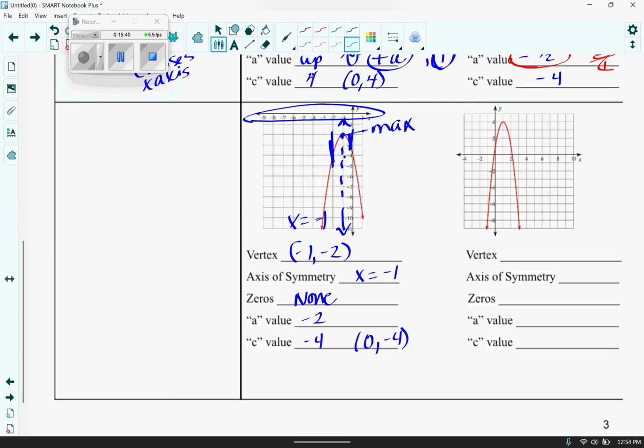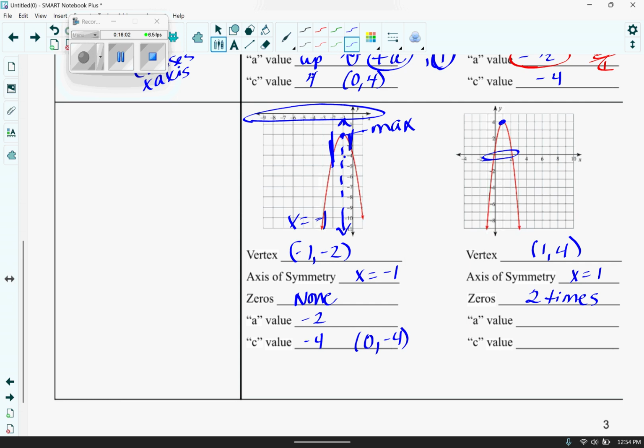All right, then my other one over here, again, I'm not giving you the equation, but I can find my vertex by just looking at it. It's going to be 1, 4, which means I know that this is x equals 1. It crosses my x-axis how many times? 2 times, good.